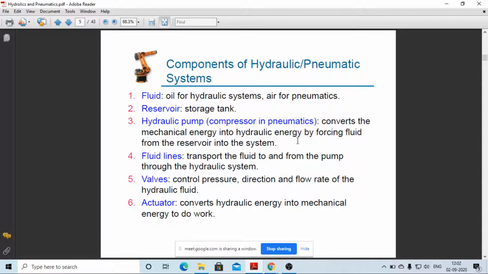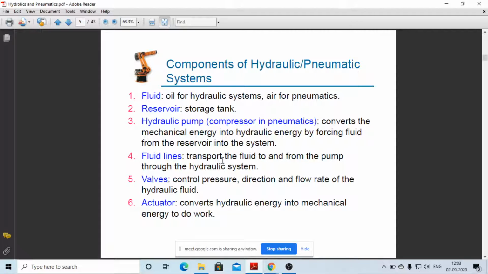It means the mechanical energy, that is the energy coming from the motor, is going to be imparted to the fluid and make it high pressurized fluid, that is also called the hydraulic energy. Hydraulic energy means fluid with pressure. So it converts into hydraulic energy by forcing fluid from the reservoir into the system.